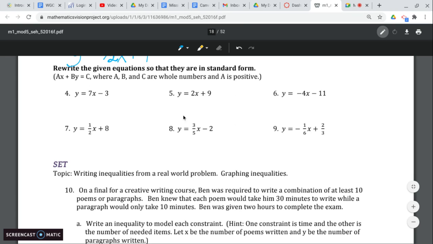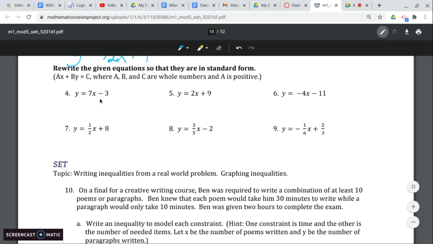Now, the key thing with standard form is we don't have fractions. So a, b, and c have to be whole numbers, and our a value has to be positive. So the value attached to the x has to be a positive number. So the first one we're going to do is number 4.